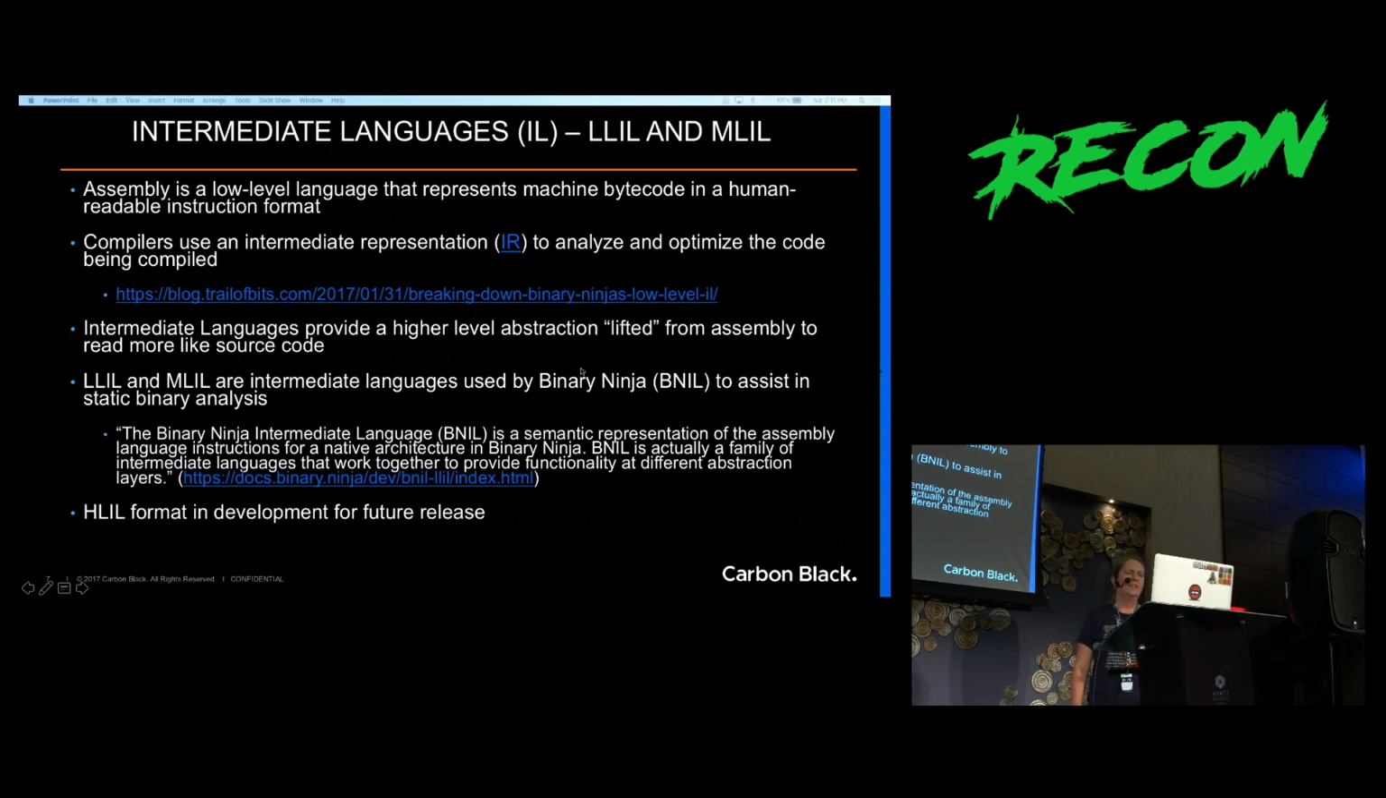And like I said before, Josh's blog posts breaking down the lower level IL are something I definitely recommend reading if you're more interested in it. There was a quote here that I thought was really good, directly from Binary Ninja's documentation. It says that BNIL is a semantic representation of the assembly language instructions for a native architecture. It's actually a family of intermediate languages that work together to provide functionality at different abstraction layers. So I think that sums it up pretty well.